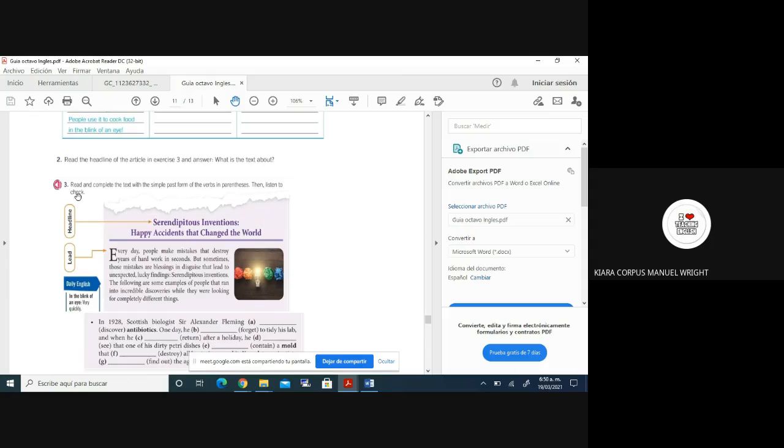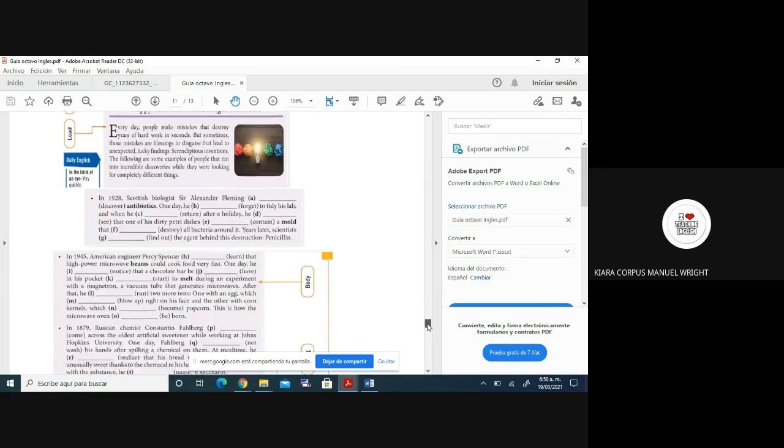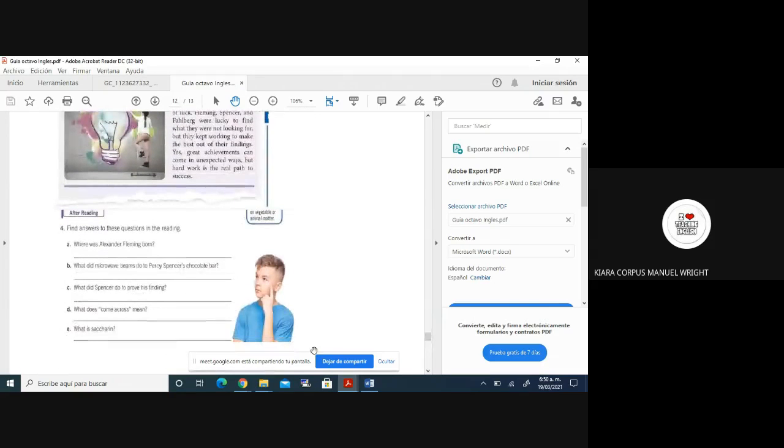Ok, entonces la otra actividad con el mismo texto, read and complete the text with the simple past form of the verbs in parentheses. Then listen to check. Bueno, entonces, para completar el texto, ustedes van a utilizar los verbos que están acá en paréntesis, los van a convertir al pasado. Entonces, in 1928, Scottish biologist Sir Alexander Fleming discovered, o sea, van a pasar los verbos al pasado, ¿listo? En este texto. Entonces, una vez ustedes hayan leído el texto, you're going to answer these questions. Van a responder estas preguntas. Find an answer to these questions in the reading.